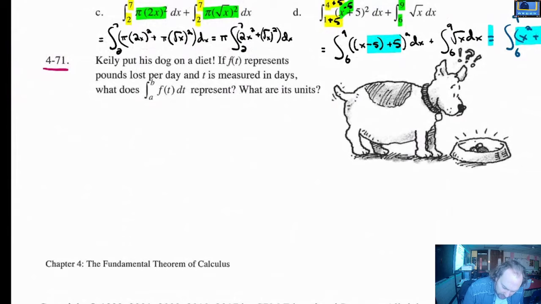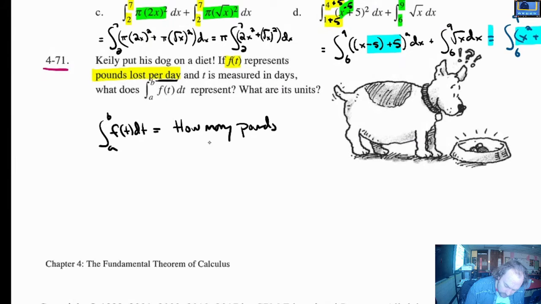F of t, I want to point out, is a rate. It's pounds lost per day, and the key is per day. So when you do the integral, you're going to accumulate all of those rates and actually find out how much weight was lost, and that's exactly what it is. So the integral from a to b of f of t dt is going to tell you how many pounds the dog has lost.